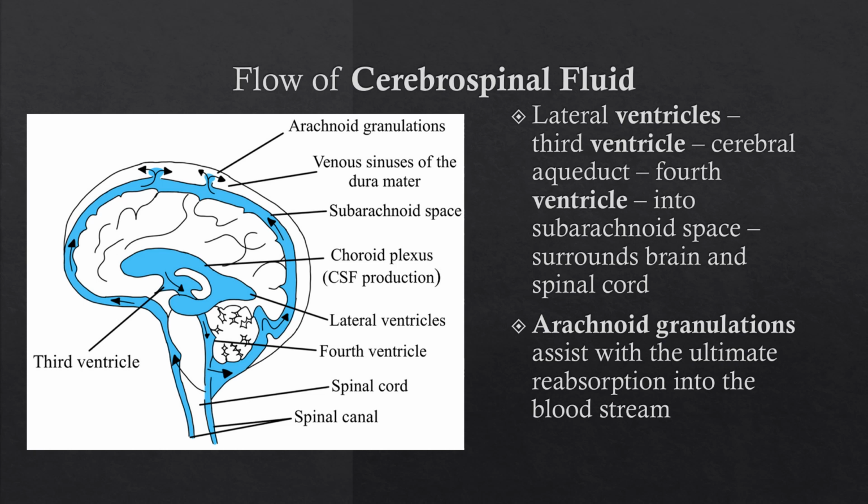Within the subarachnoid space, the cerebrospinal fluid flows around the central nervous system. Arachnoid granulations, outpocketings of the arachnoid membrane into the dural sinuses, help reabsorb the cerebrospinal fluid into the blood along with the metabolic waste. From the dural sinuses, the blood drains out and enters the rest of the blood in circulation throughout the body.